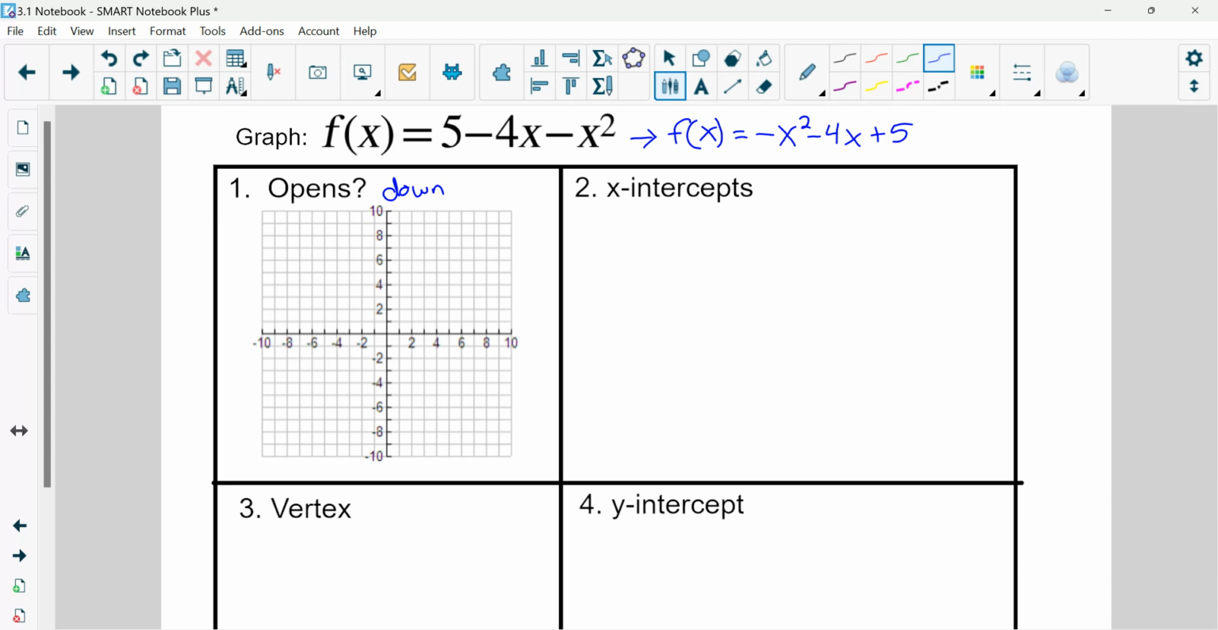Then we can find our x-intercepts. So remember, to find the x-intercept, we set the f of x or the y equal to 0. So I'm going to have 0 equals negative x squared minus 4x plus 5. For us to factor this, which we're going to need to do because it's x squares and x's, we first have to do what?